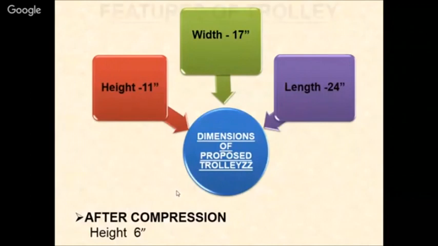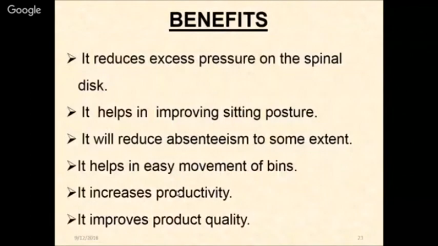So we have suggested the replacement of that bin with this trolley. After studying this, we find that it reduces excess pressure on the spinal disc and helps in improving sitting posture. It will reduce absenteeism to some extent. Now, this is an indirect application which we have found: when the body is not stressed or fatigued, naturally its consequence is less absenteeism. So they will try to work more, and they will be more productive in that way.